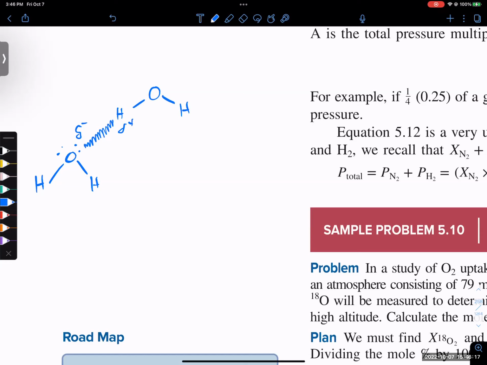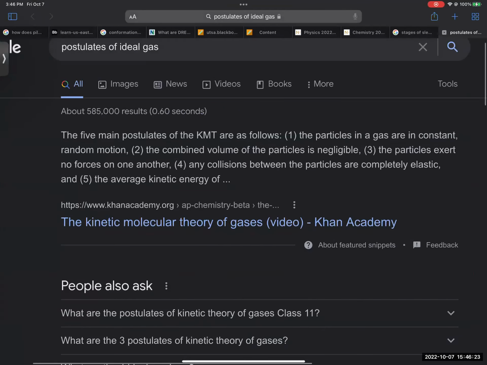Any other questions? What's the other question? It says constant random motion. Combined volume is negligible. Any collisions between them. Yeah, so you really don't want them to be interacting with each other at all.